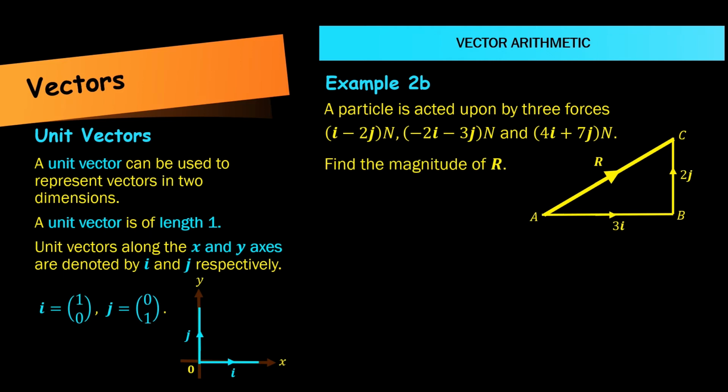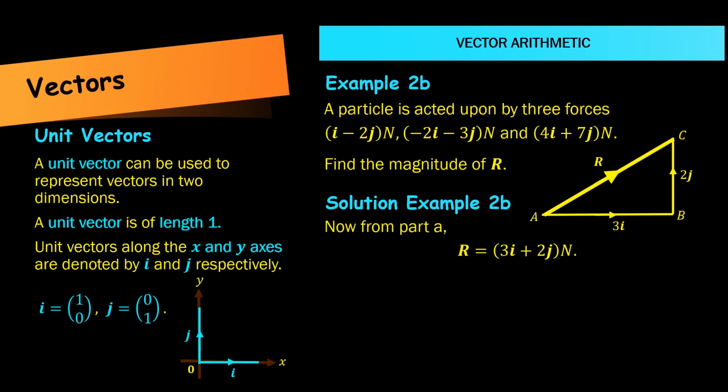In part b, we are required to find the magnitude of R. So from part a, we have the value of R, which is (3i + 2j) newtons. Therefore, using Pythagoras gives us that mod R equals the square root of 3 squared plus 2 squared, which is root 13.